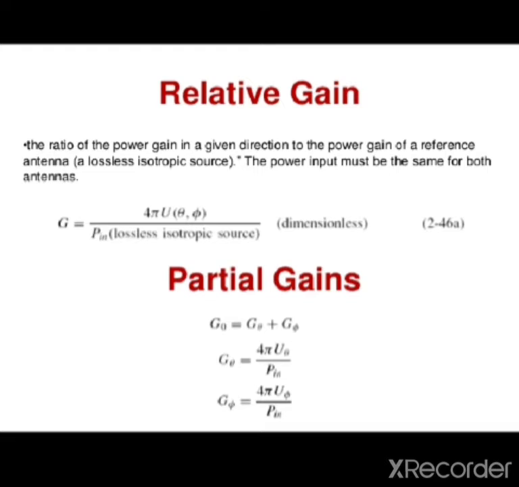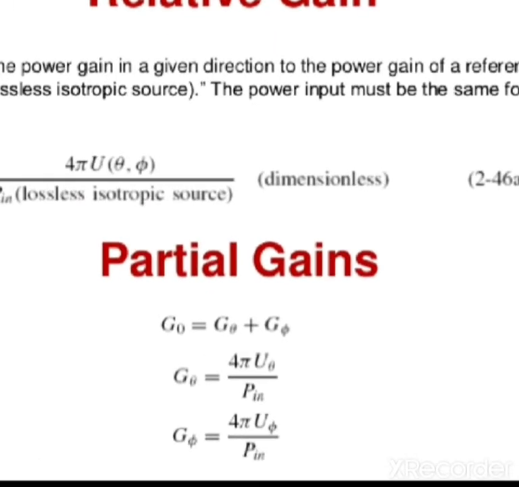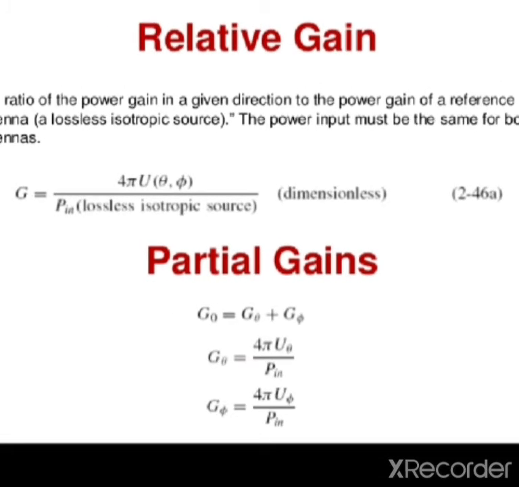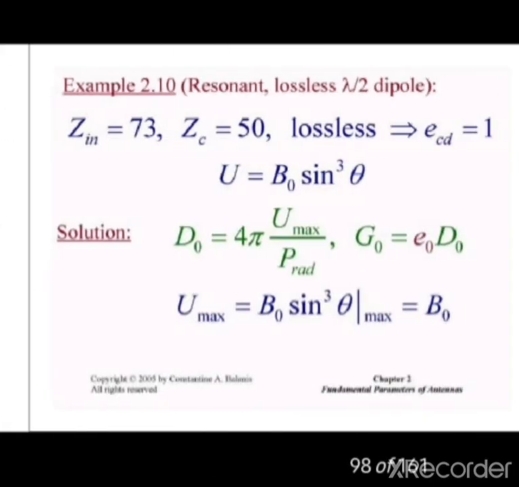Therefore G is equivalent to 4 pi times the radiation intensity U of theta comma phi divided by P_in of the lossless isotropic source. This is the gain relation, which is dimensionless, and the partial gains: G is equivalent to G theta plus G phi, which relate to the theta component and the phi component. G theta is equal to 4 pi U theta by P_in, and G phi is equal to 4 pi U phi by P_in. So these are the partial gains with respect to theta and phi. This is called the relative gain, and the relation between the directivity and the gain of the antenna system.